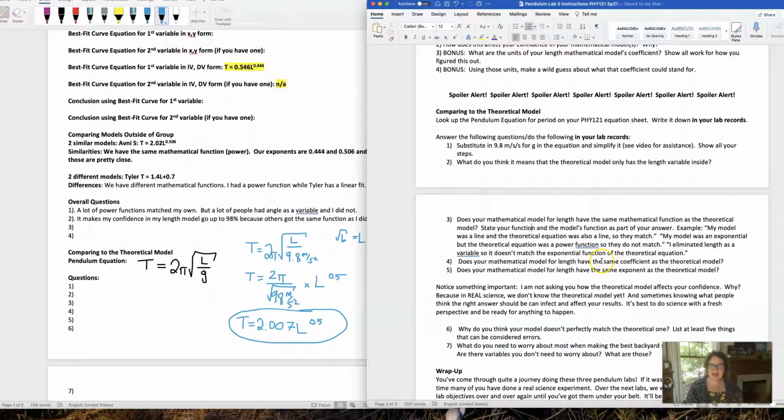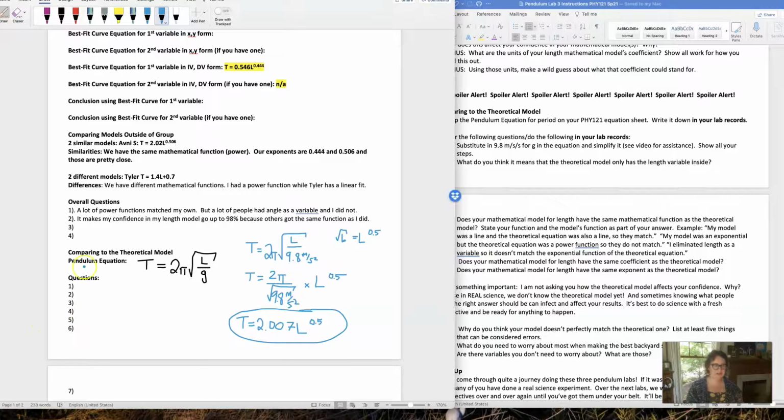Okay. Now, for 4 and 5, there's 2 routes you're going to take. If you got a power function for length, you're going to answer the questions as written. If you got a linear function for length, or a logarithmic or exponential or something else, you are going to answer number 4 and 5 a little bit differently.